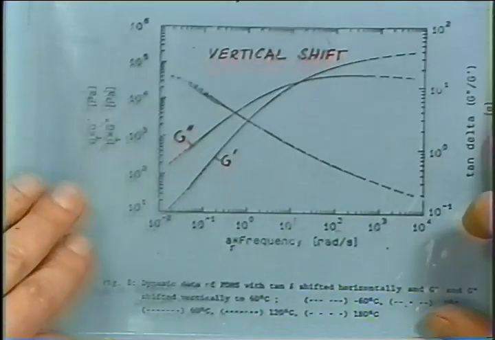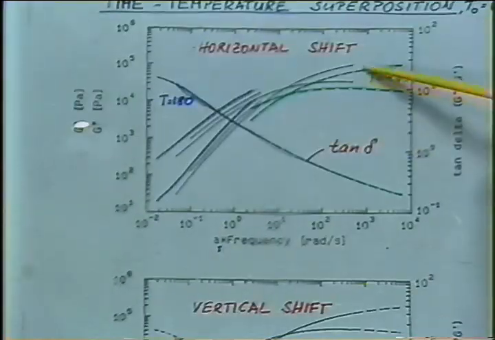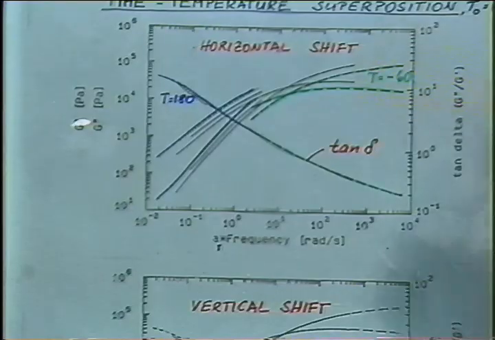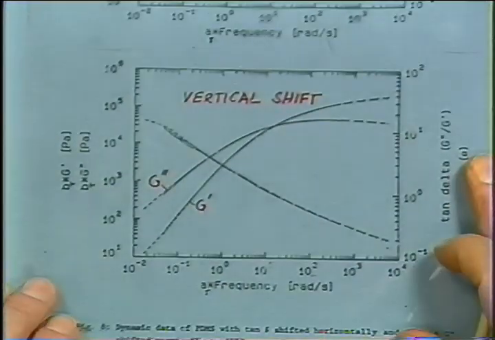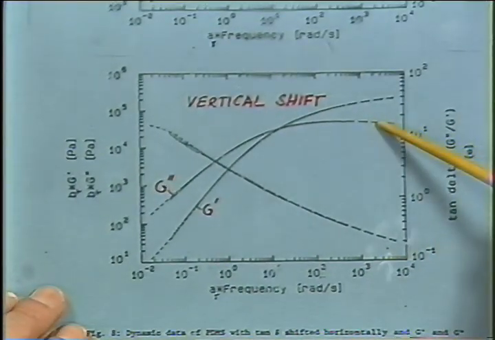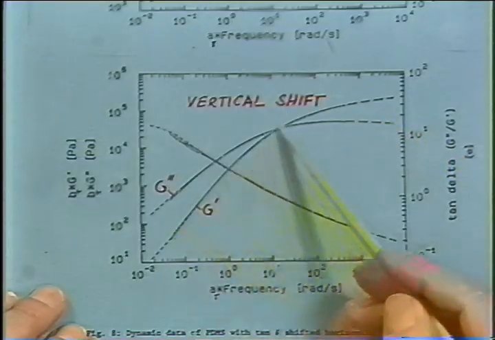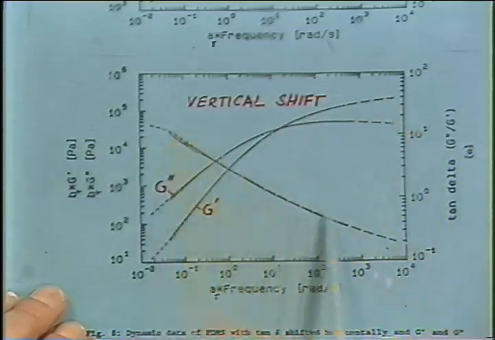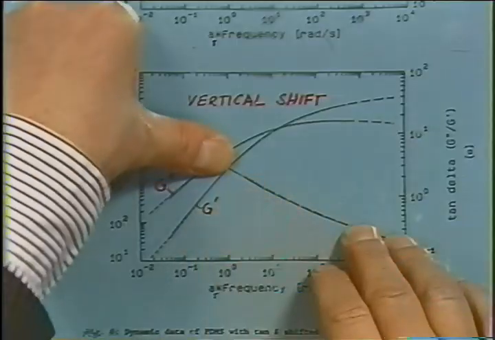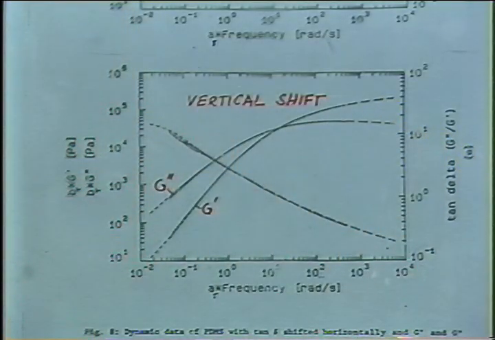Now, the next step comes by shifting G prime, G double prime up and down so that they fit and form a pair of master curves, and this is the result. This is G prime, and this is G double prime. This is tan delta. Tan delta is not needed at that point. We just can take G prime and G double prime. So the result of that shifting is a set of G prime, G double prime over a wide frequency window.